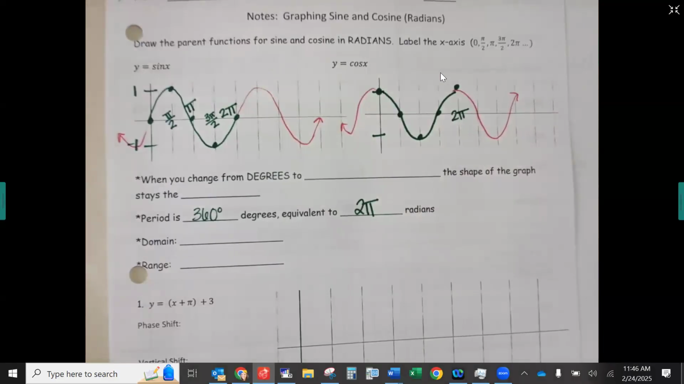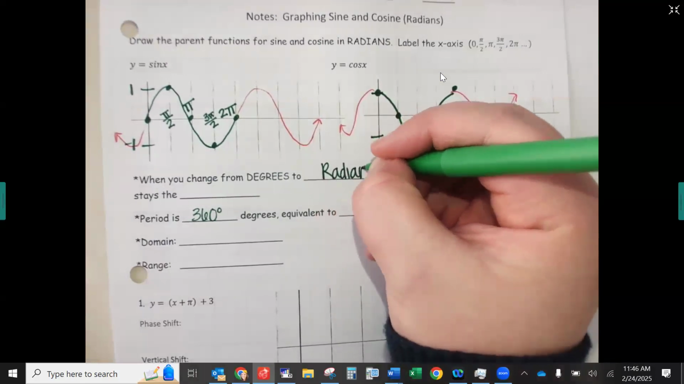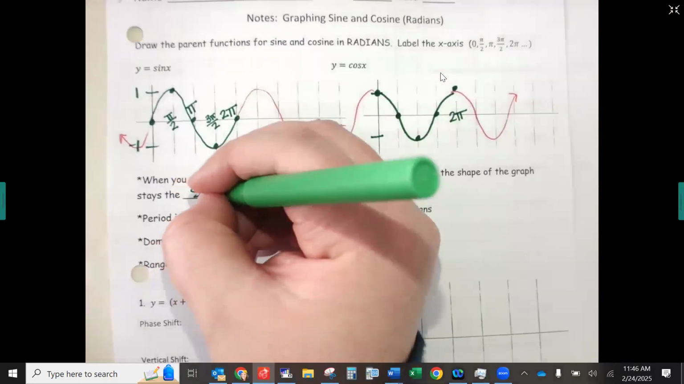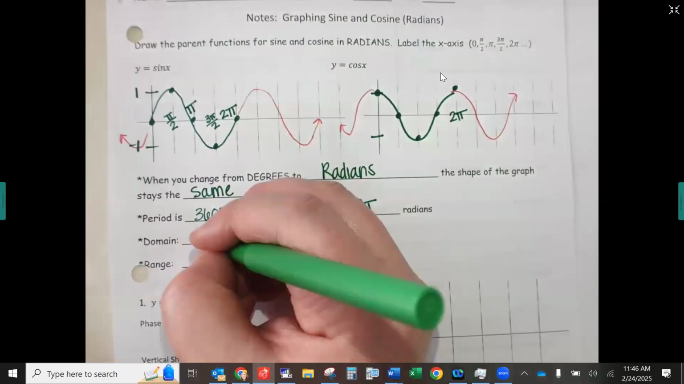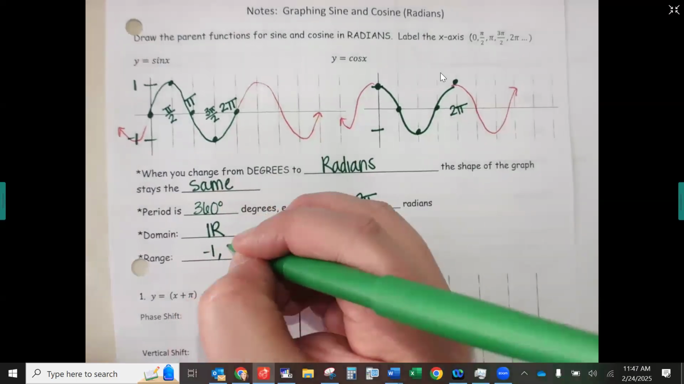Okay, right here it says, when you change from degrees to radians, as we've observed, the shape of the graph stays the same. Your domain, because your graph goes on and on forever, is still all real numbers, and your range is still -1 to 1.